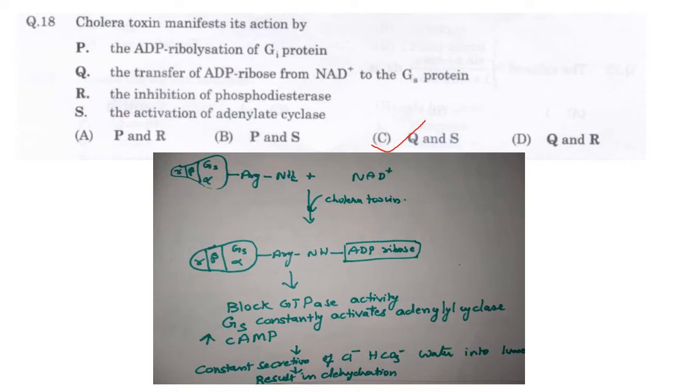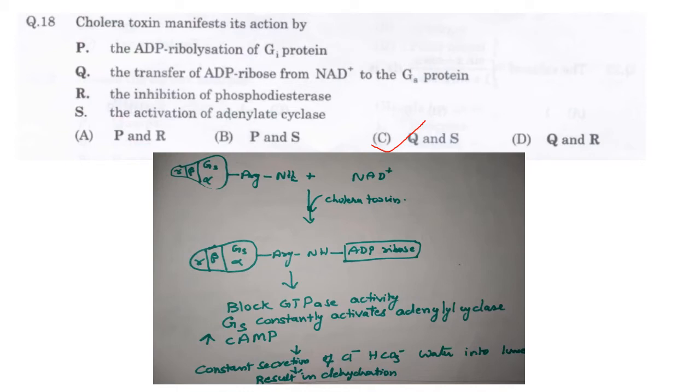Once ADP ribose has been transferred to the Gs protein, it will block GTPase activity and Gs will constantly activate adenylate cyclase. This will result in increase in cAMP concentration, and it will result in constant secretion of chloride ions, bicarbonate ions, water into the lumen of intestine. This will result in dehydration. So that is how cholera toxin will cause dehydration when affected with cholera.